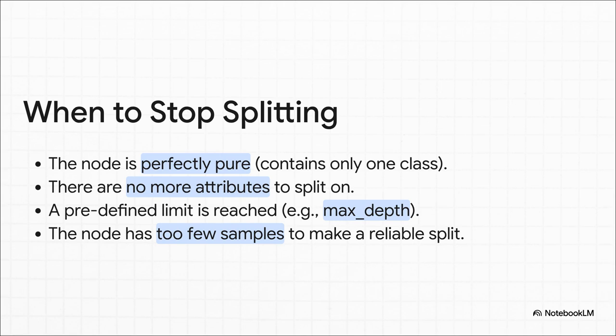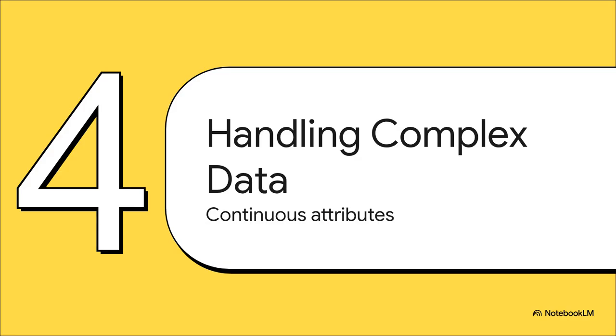It might be because the node is already 100% pure, or maybe you've just run out of features to ask questions about. And as we'll see in a bit, we can also set our own rules, like telling the tree not to grow past a certain depth, or not to bother splitting a node if there are too few data points in it. Okay, so far we've been using nice, clean categories like sunny or rainy.